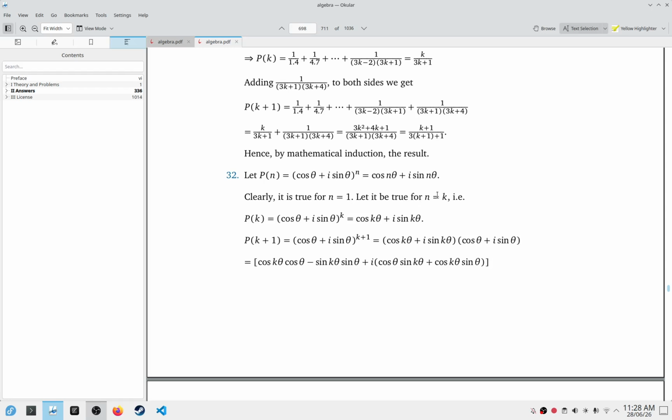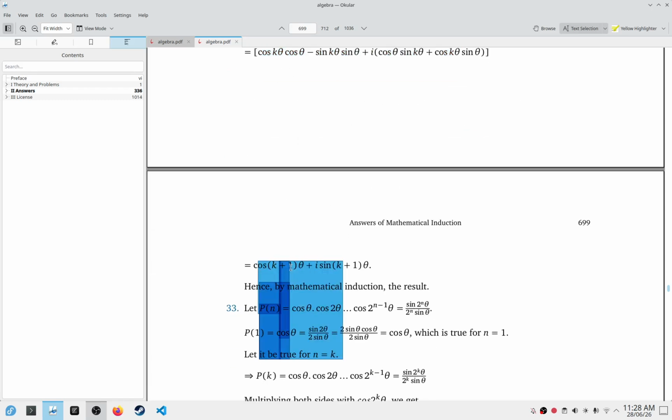We let it be true for n equal to k. So (cos theta plus i sin theta) to the power k is equal to cos k theta plus i sin k theta. Now we multiply both sides by cos theta plus i sin theta. So left hand side takes the form of P(k plus 1), and right hand side becomes (cos k theta plus i sin k theta) times (cos theta plus i sin theta). And we multiply, we get this equation, which is essentially equal to cos (k plus 1) theta plus i sin (k plus 1) theta. And that's how we have proven by mathematical induction.